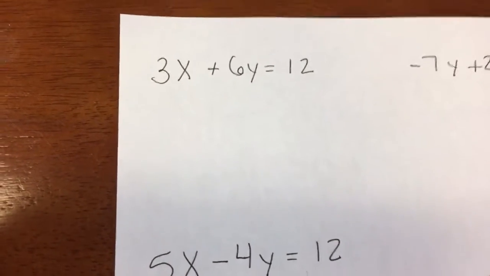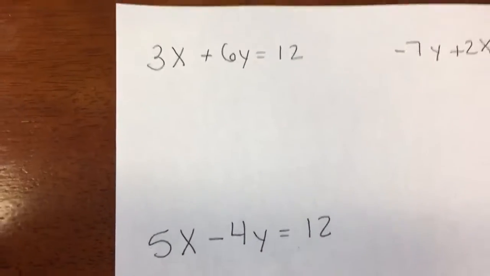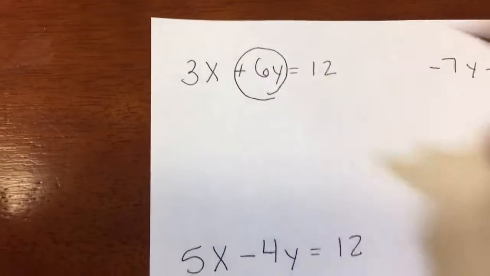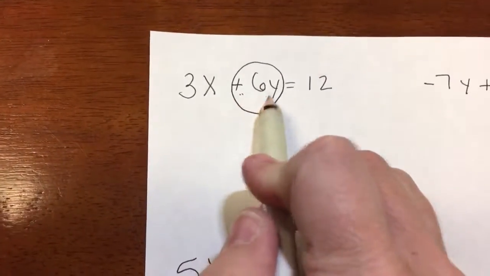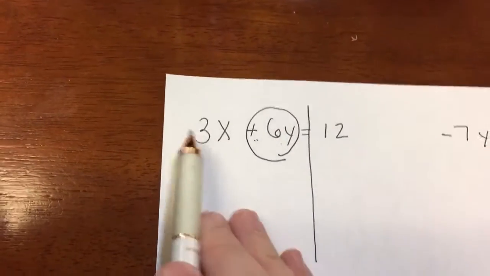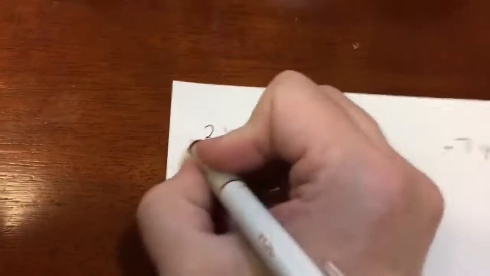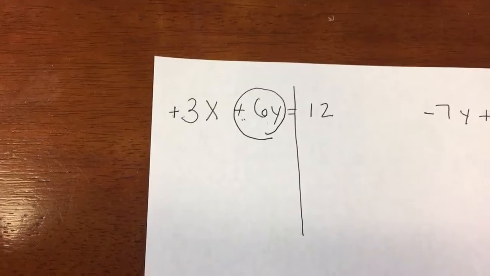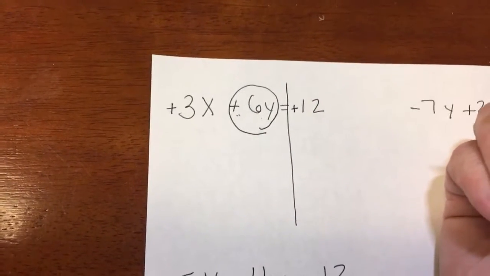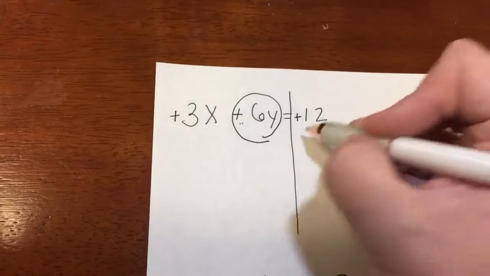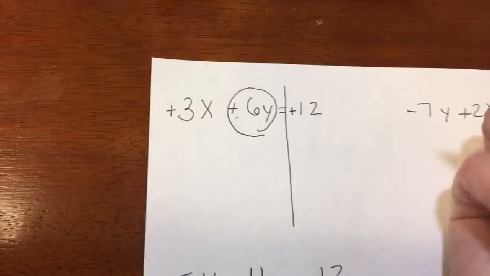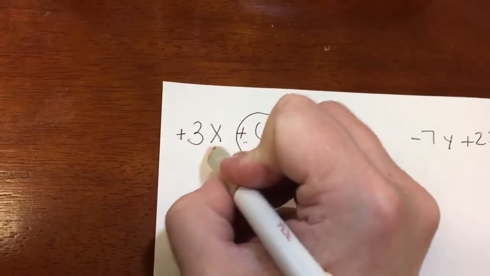What we're doing is isolating the y, so we want the y by itself. So let's circle everything that goes with the y. That plus sign goes with the y. I'm going to divide my equation in half. This is a positive 3x. We don't have to write the sign, but that's a positive 3x. This is a positive 12, and we don't have to write the sign, but we know that's a positive 12.